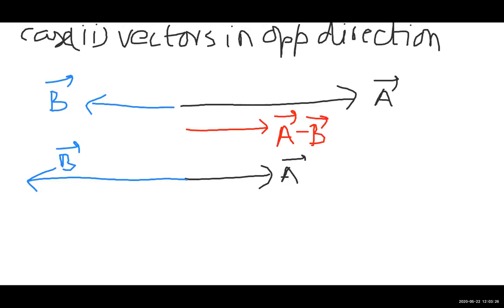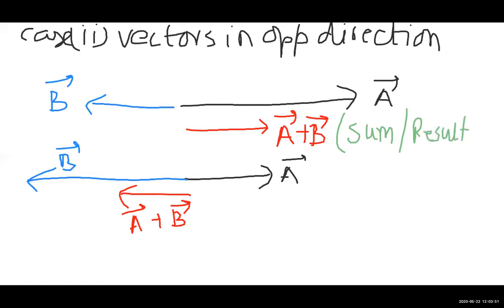The vector A plus B will be where? In fact, I'll write it as A plus B. I'll not write it as A minus B. Here, you get the vector A plus B. Right? This is the sum. This is the resultant of the two vectors. Sum or the resultant of the two vectors. Again, this is the sum. Right? Now we have studied that this vector, the red vector that I have drawn, should be A minus B.